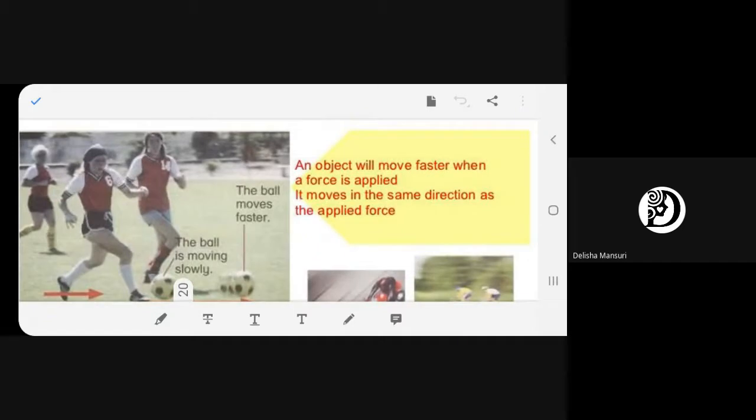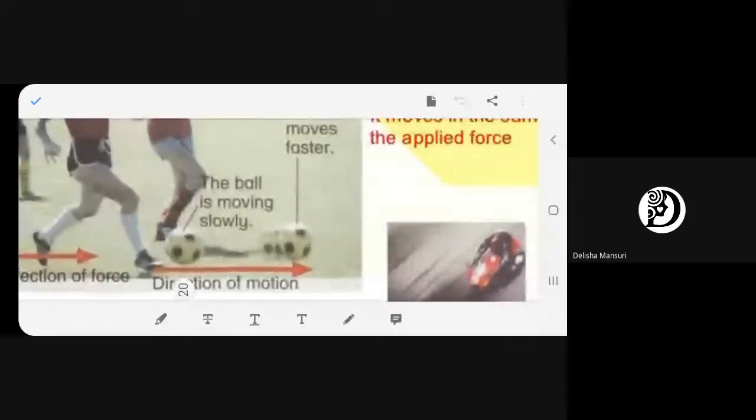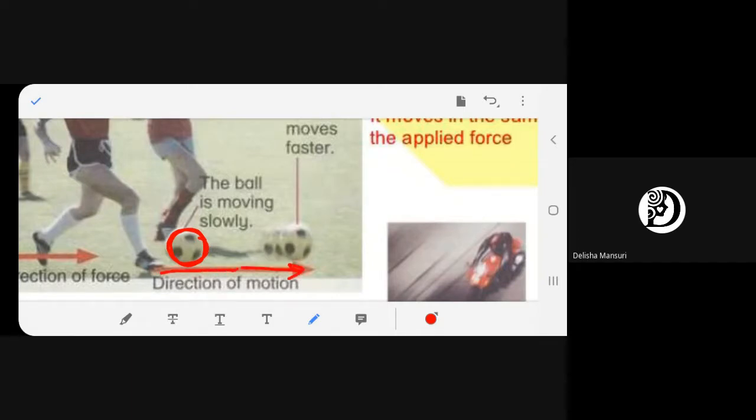Okay, read this. An object will move faster when a force is applied. It moves in the same direction as the applied force. Now look over here. The ball is already moving. This is the direction of motion. And this girl, see, she's kicking the ball with her foot. So this is the direction of force. You agree?